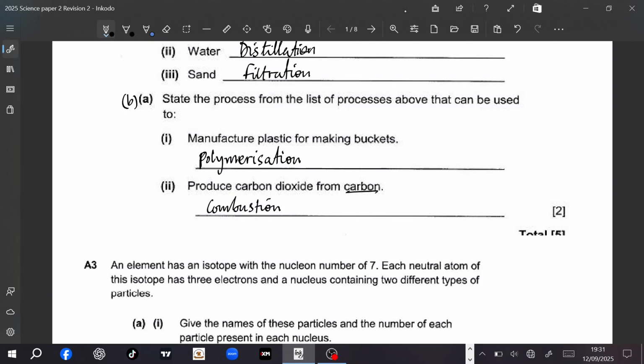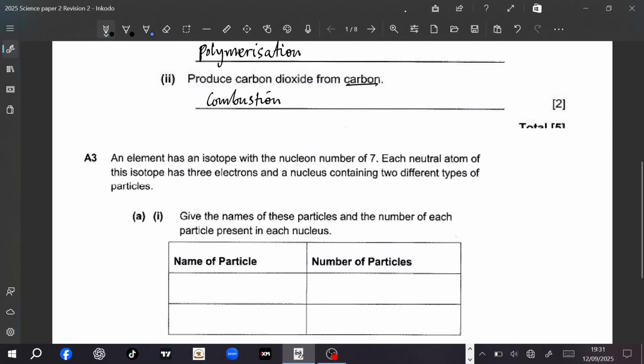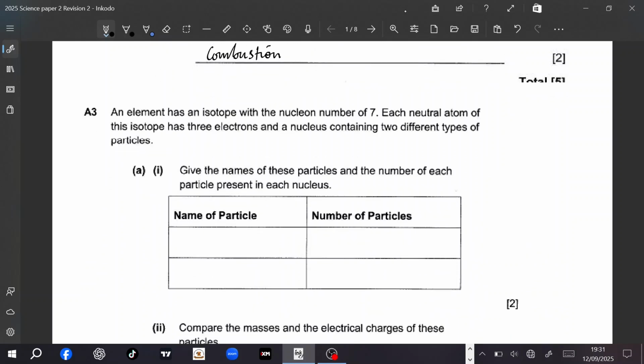Okay, which is the process of burning something in oxygen. Then we move on to question 2.